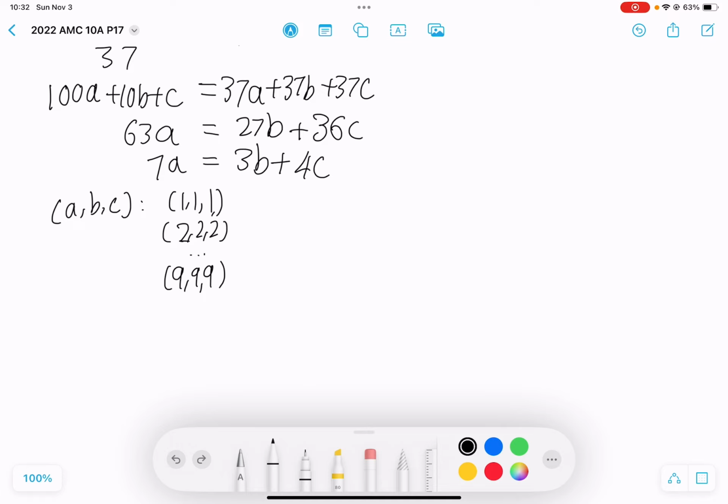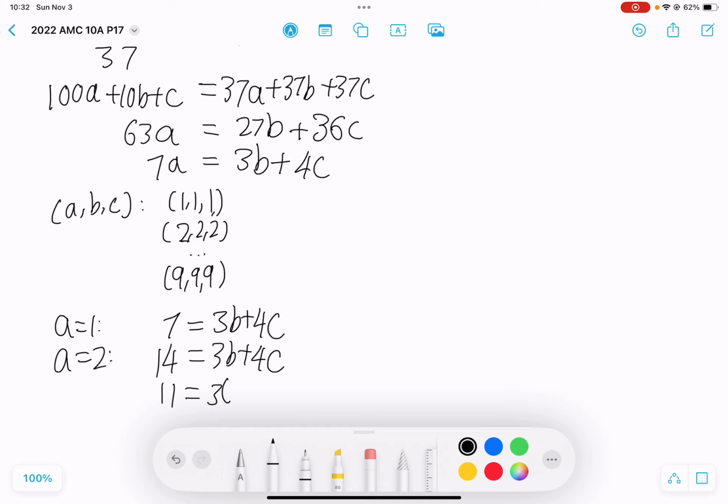Let's first try it when a is 1. When a is 1, we have 7 equals 3b plus 4c. We know that the only way to write this with b and c being numbers from 1 to 9, because they're non-zero, is to have 1, 1. That's the only solution. So a equals 1 doesn't give us any extra solutions. But when a equals 2, we want to make 14 with 3b plus 4c. Now, let's see. If we subtract 3 from both sides, we have 11 is 3b minus 1.